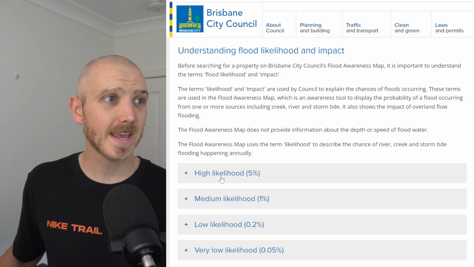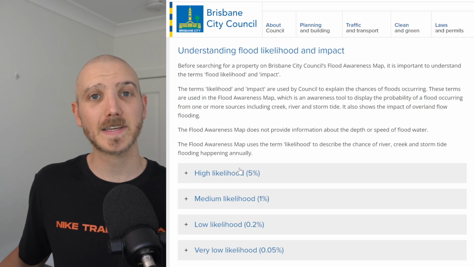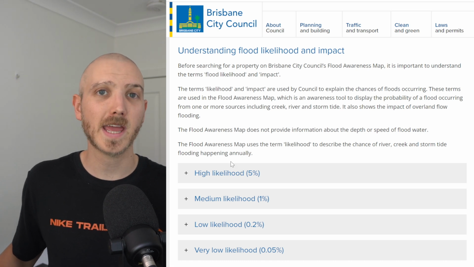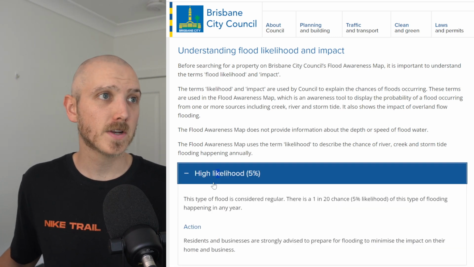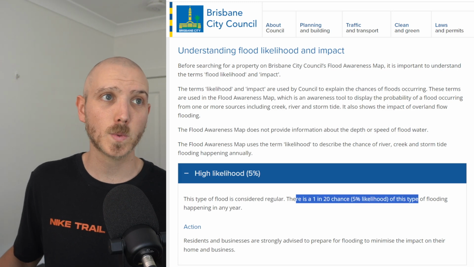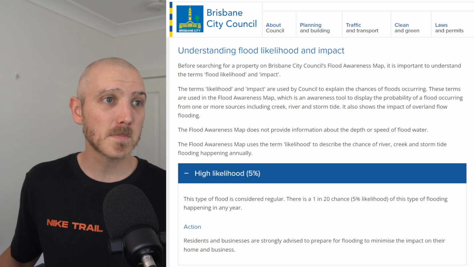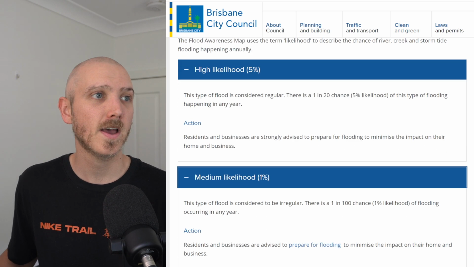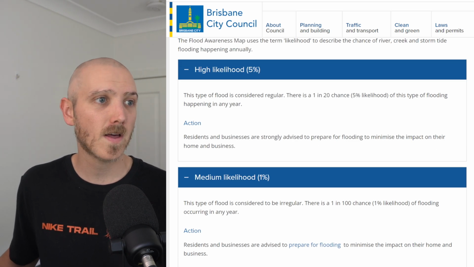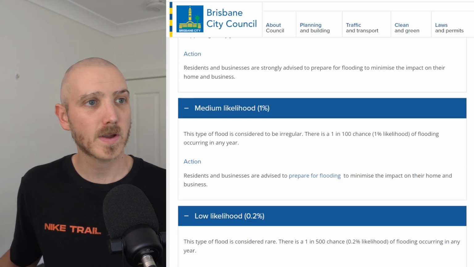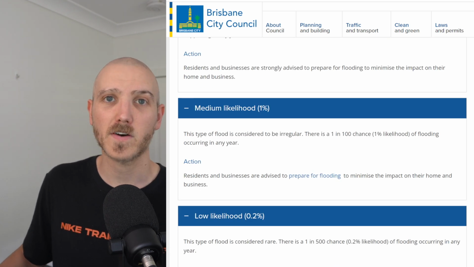So as you can see here, here are the main categories, and these are typically consistent across local government areas or different councils. So you've got a very high likelihood, a 1 in 20 chance that type of flooding might occur in any given year, a medium likelihood, which is the 1% chance of flooding in that given year, a very low likelihood, 1 in 500, or very rare occurrences, so 0.05%.